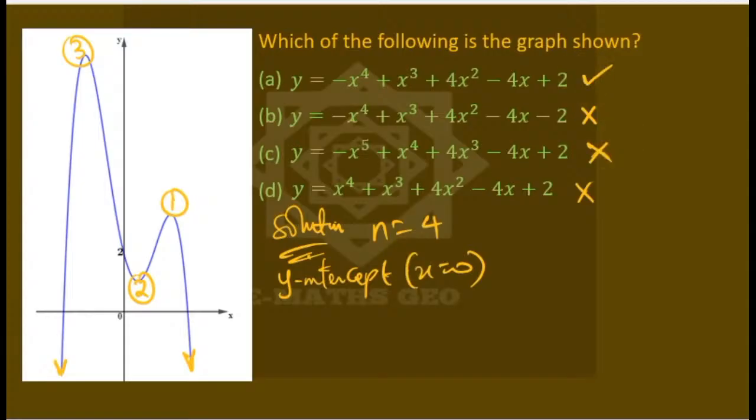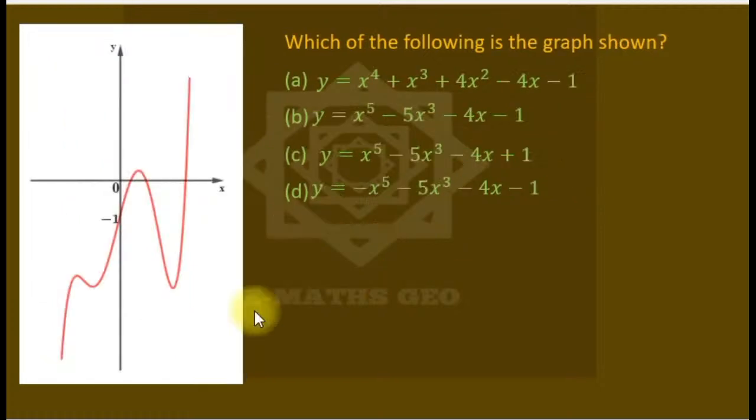So let's look at the second graph. Which of the following is the graph shown? As you can see, look at the maximum number of turning points. Okay, let's start with that. We have 1, 2, 3, 4. So meaning n must be 5. Yes, so this is off. And again, if you look at the end behavior, it faces down here and faces up. So what do you have to say? Remember, we have 4 categories.